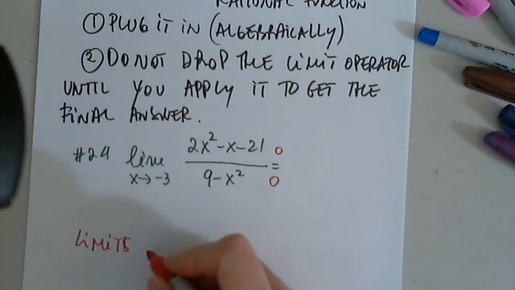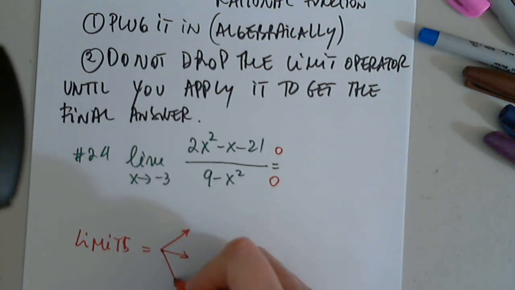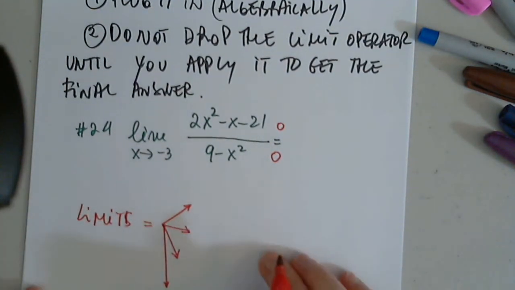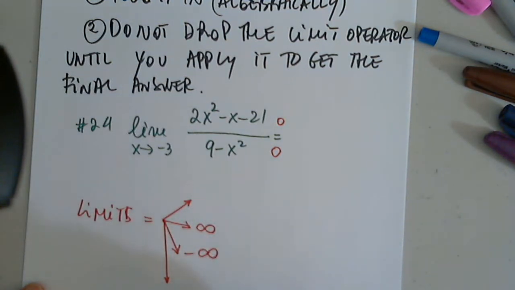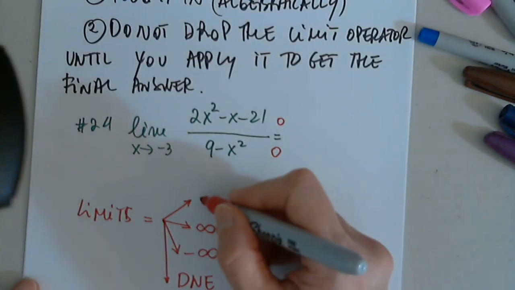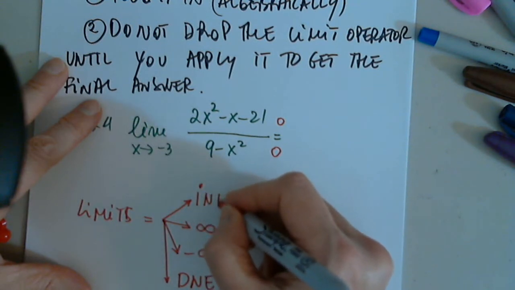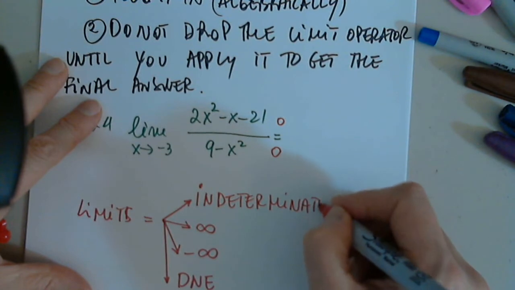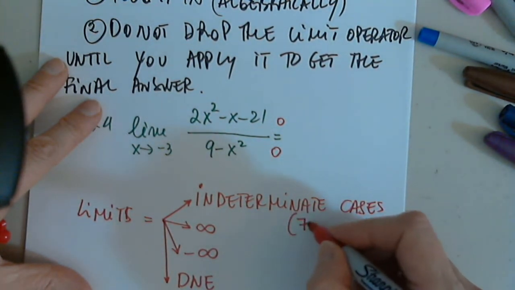So limits can have different situations. One of them is infinity. The other one is negative infinity. The other one is DNE. And the one that I left for last is called indeterminate cases. There are 7 indeterminate cases.